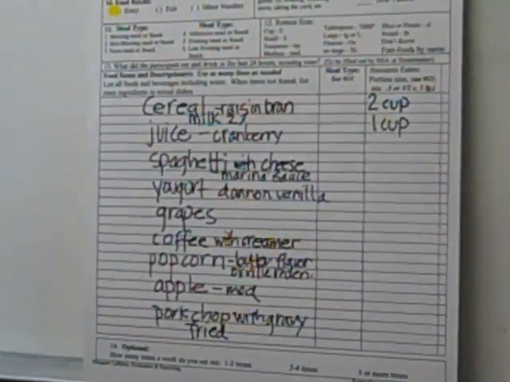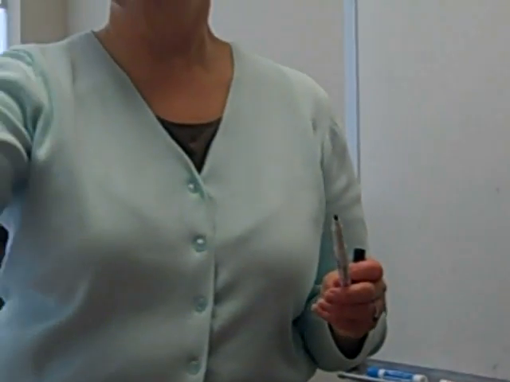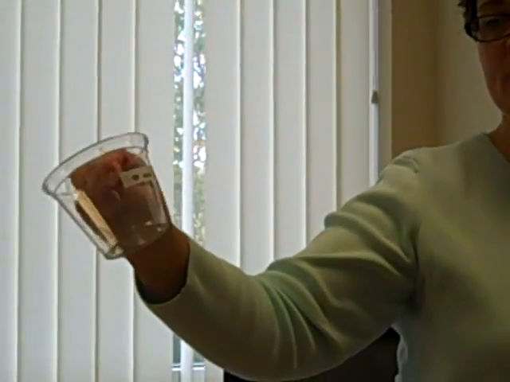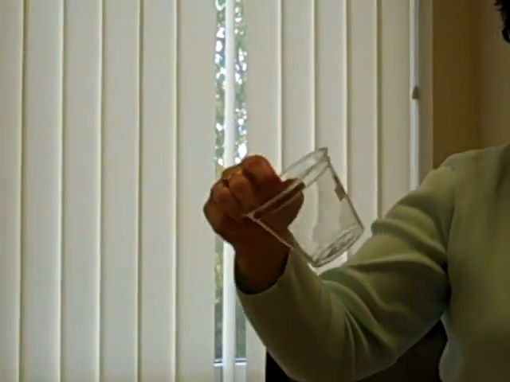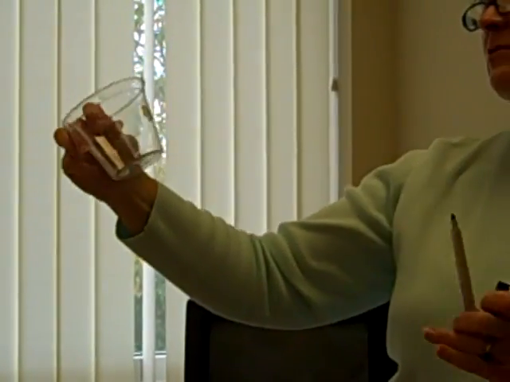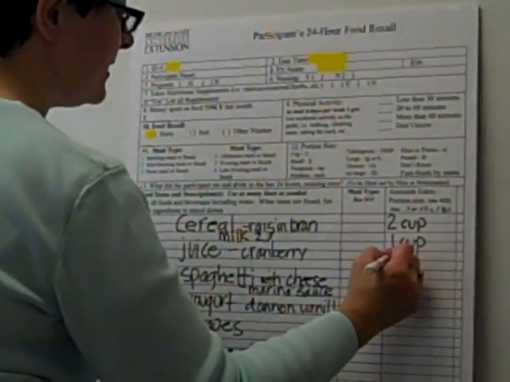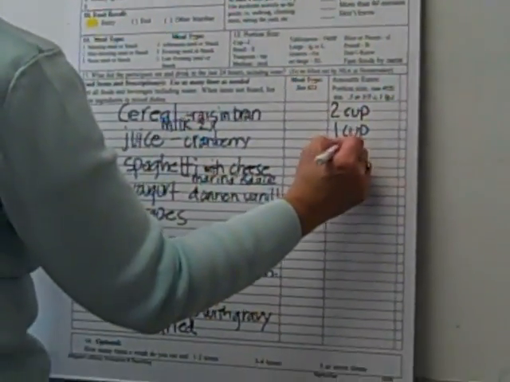Juice. Let's see. Juice. Beverage. Did it look like that? Yeah. Probably wasn't quite that much. Maybe just a little bit. I just have a little bit in the morning. So, yeah. Maybe about, let's say I had 8 ounces.